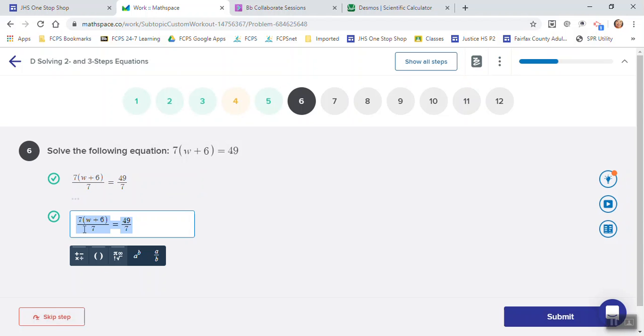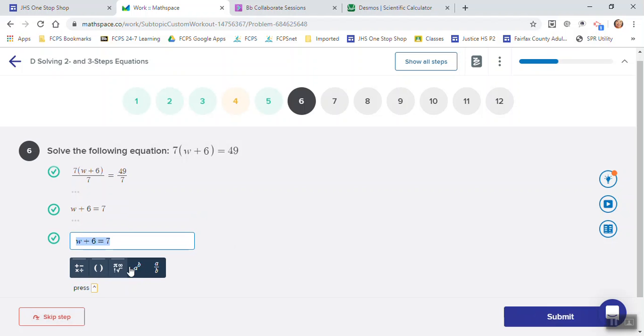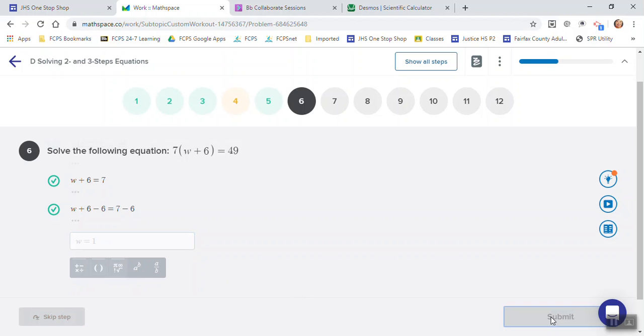So when you divide by 7, on the left side you only have w plus 6, right? And then 49 divided by 7 is 7, right? So now you have a one-step equation. You need to undo plus 6 by subtracting 6 from both sides, right? It is minus 6, okay? Alright, so when you do that, you have variable w only on the left, and on the right, 7 minus 6 is 1. And then you submit.